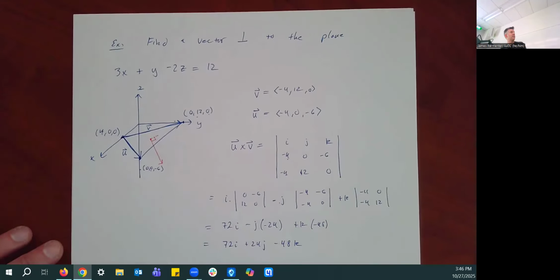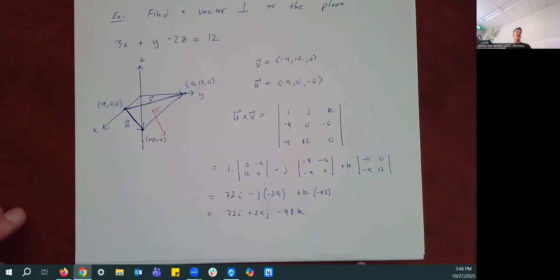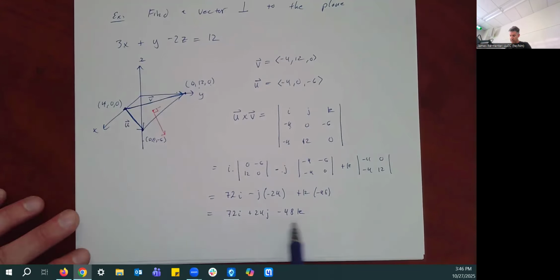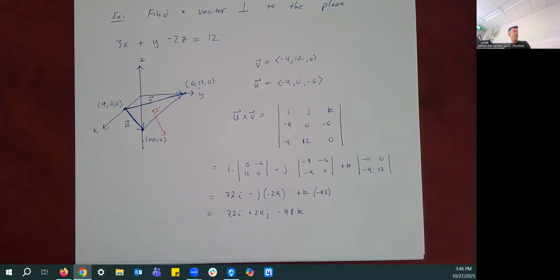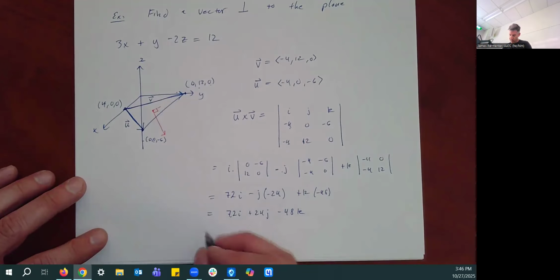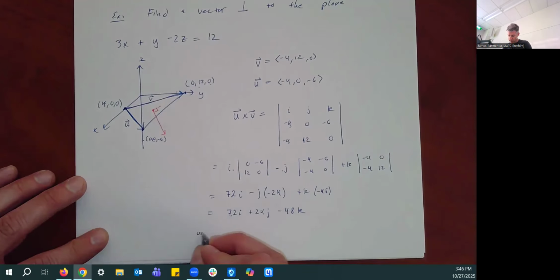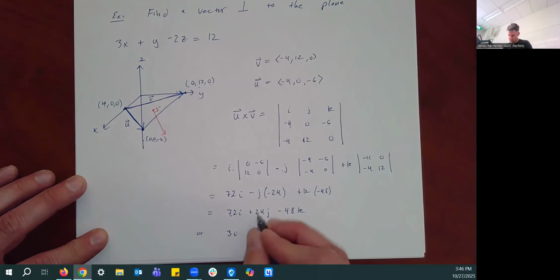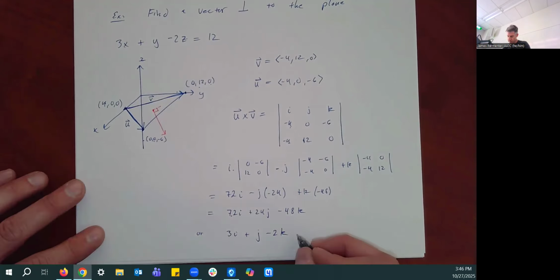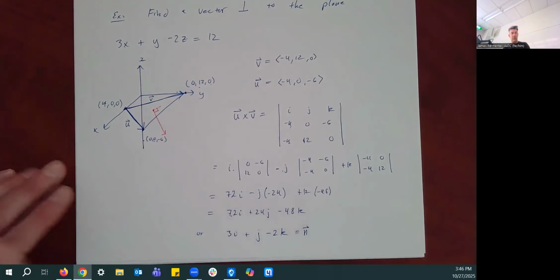Now, let's reduce this just a little bit because we don't really care about the scale here, we just care about the direction. So I can divide each of these numbers by 24. 72 divided by 24 is 3. 24 divided by 24 is 1. And negative 48 divided by 24 is negative 2. And that vector is normal or perpendicular to my plane.